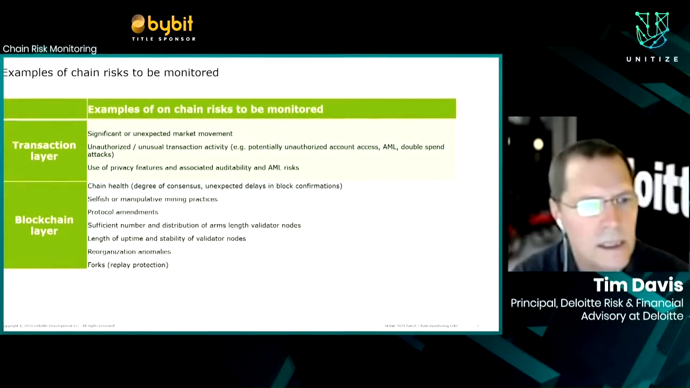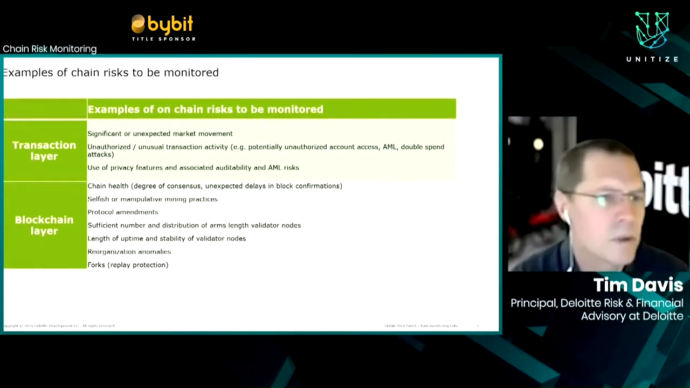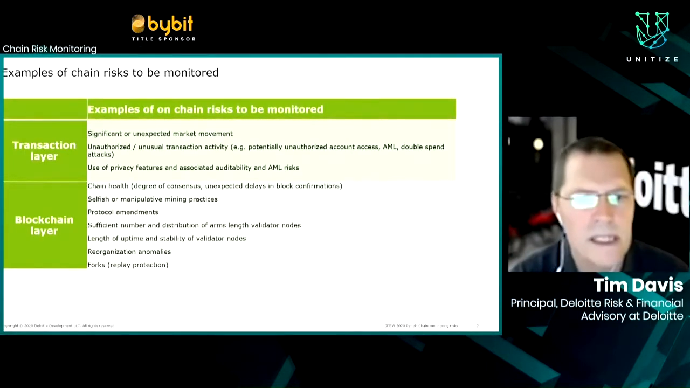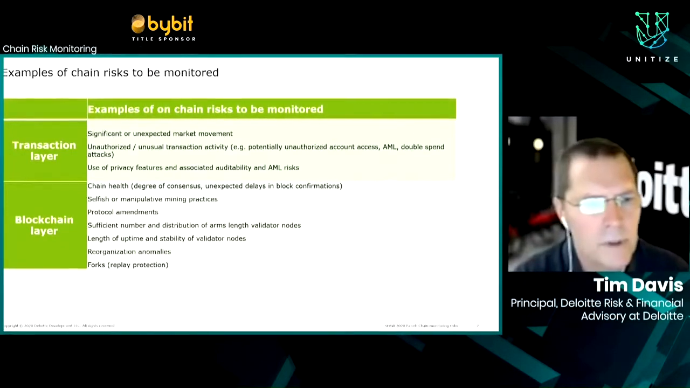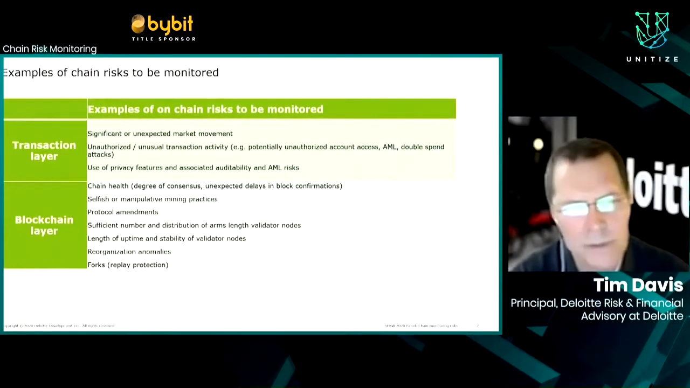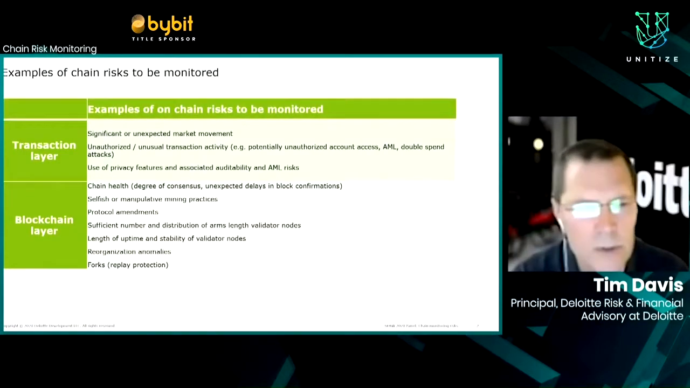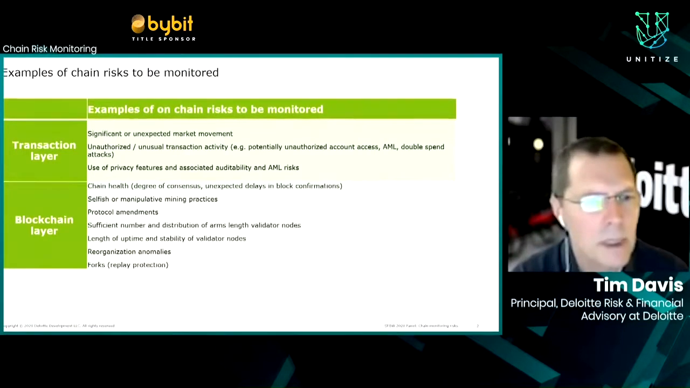And at the blockchain layer, this really relates to the health and reliability of the underlying blockchain. So it could be the degree of consensus, unexpected delays in block confirmations. Obviously, if you are working with a deterministic chain, each will have its own fail point. Many of them have a 33% failure point.